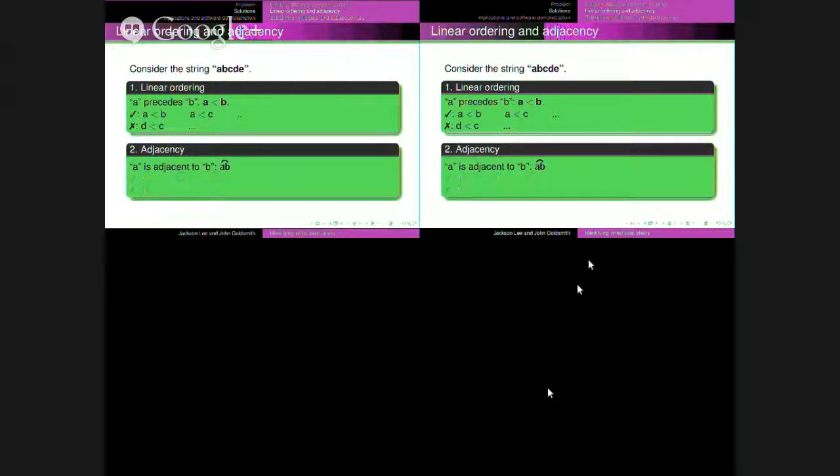The second thing is about adjacency. For example, given this string A, B, C, D, E, A and B are adjacent to one another. B is also adjacent to A, despite the way I said it. Other examples include B and C being adjacent to each other. But when we talk about A and C, for example, they are not adjacent. So two ideas here when we talk about strings, crucial for today's talk: linear ordering and adjacency.